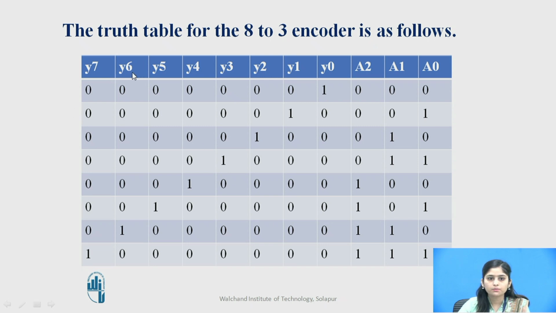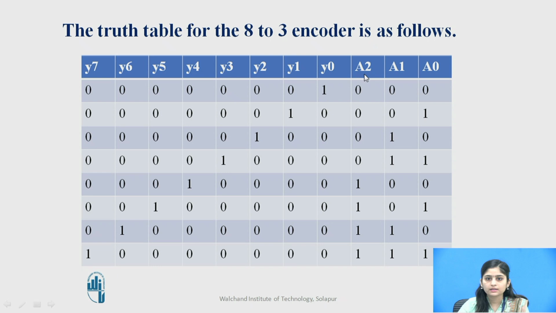When our input Y6 is active and other inputs are inactive here, then we are getting output as binary number 1 1 0, that means decimal number 6. When our input Y7 is active and other inputs are inactive here, that means other inputs are 0, then we are getting output as 1 1 1 in binary format. In decimal we are getting output as 7. Okay, this is the truth table for our 8:3 encoder.